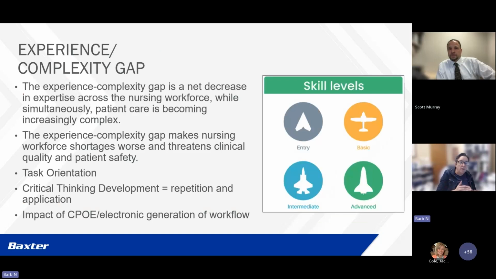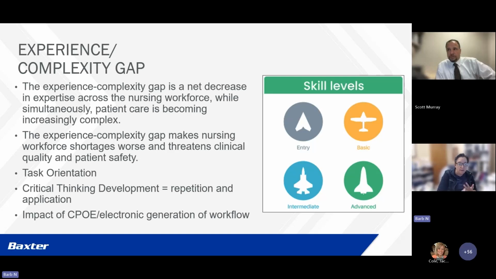So just to let you know very quickly, we have a significant experience complexity gap within nursing, and I've got it defined at the top of the slide. I gave you a good illustration of a new grad that was put in a situation that they really didn't have the knowledge to critically think through, and they didn't have the resources around them because of the ratios and the busyness of the floor. The experience complexity gap is a net decrease in the expertise across the nursing workforce, simultaneously with increasing complexity in patient care. And I have to let pharmacy know that this is truly happening.